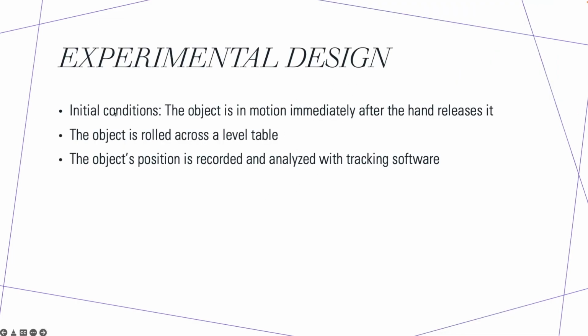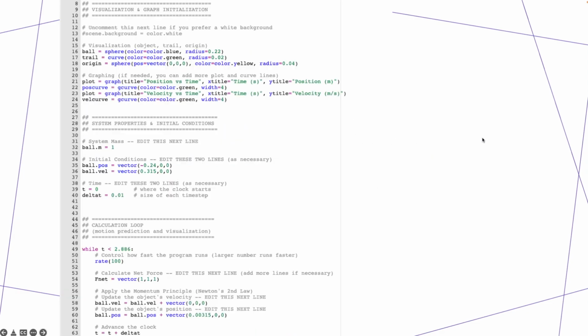So our experimental design. Our initial condition is that the object is already in motion immediately after the hand releases, meaning that we're only analyzing after the moment that the hand releases the roller. The roller is rolled across the level table, and our object's position is recorded and analyzed with our tracking software.